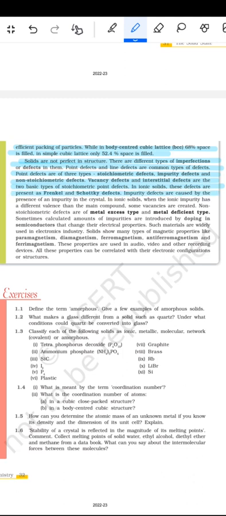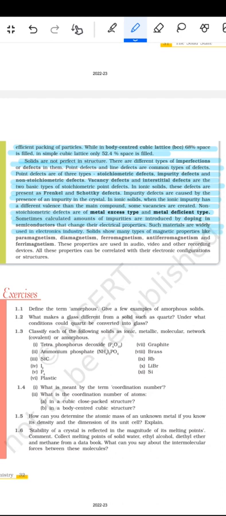Impurity defects are caused by the presence of an impurity in the crystal. In ionic solids, when the ionic impurity has a different valence than the main compound, some vacancies are created. Non-stoichiometric defects are of metal excess type and metal deficient type. Sometimes calculated amounts of impurity are introduced by doping in the semiconductor that change their electrical properties. Such materials are widely used in the electronic industry.